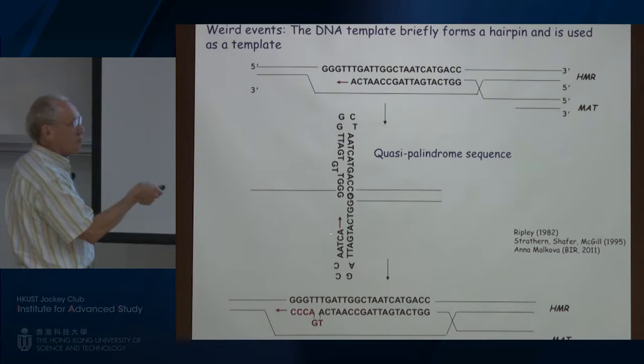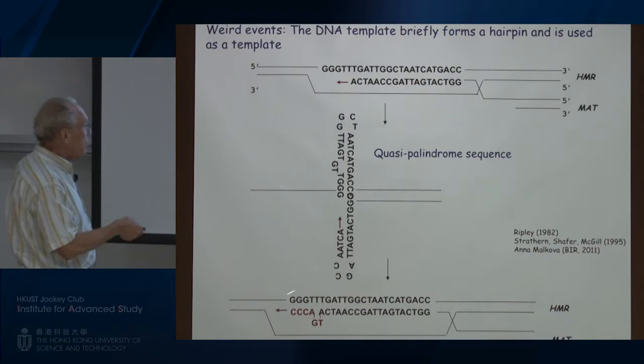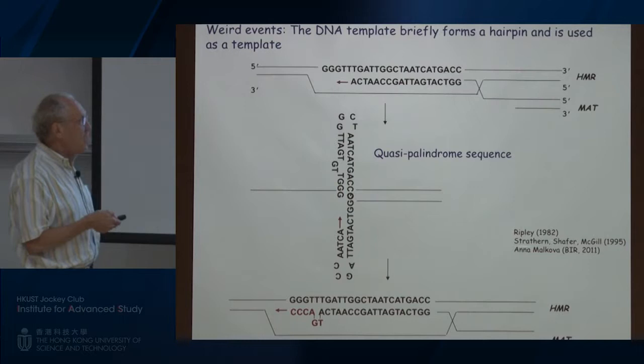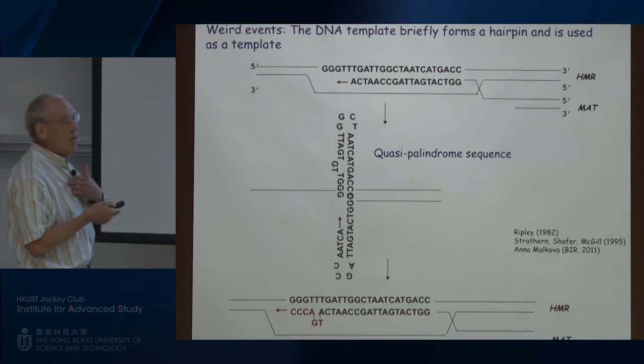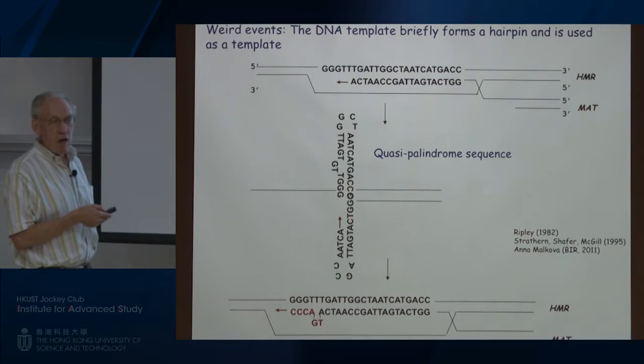And then it starts copying itself, and then everything uncrucifies and you get back to the same sequence, and it turns out that you end up with these crazy events, which are both base pair substitutions and insertions, and they've been seen for a long time. Lynn Ripley was the first person to see them, but these are called quasi-palindrome events, and they turn out to be also evidence that the machinery copying the DNA gets distracted, falls off, and then does this crazy thing in order to do the rest of the repair.